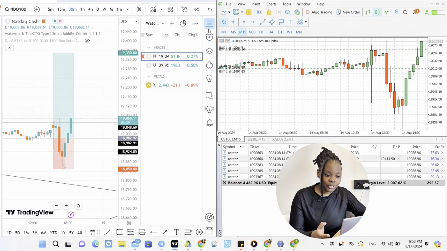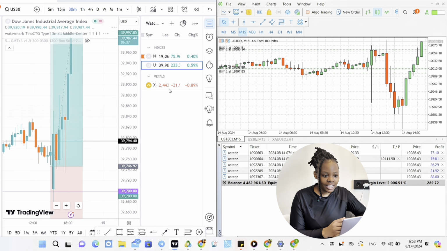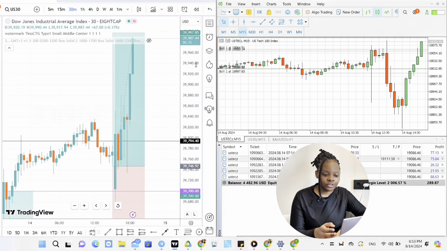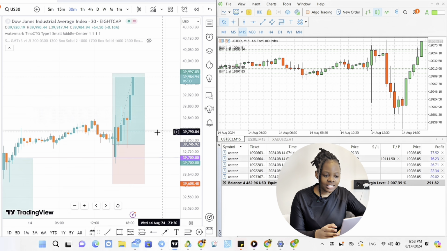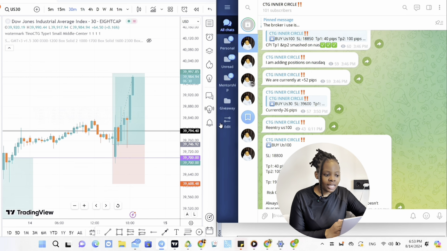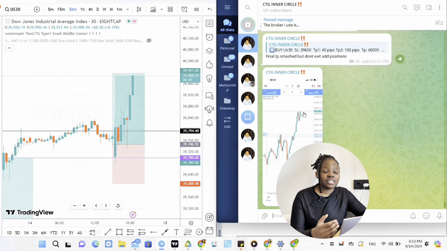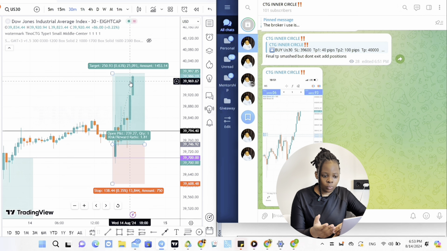So we are also in a US30 trade. Just check it out over here, and it has hit our take profit, right? It has hit our take profit, but I don't want them to take profit right now. I want us to add positions because I see potential. There is good potential on this trade. So I just told them to add positions to this trade. I always guide them in any signal, right?